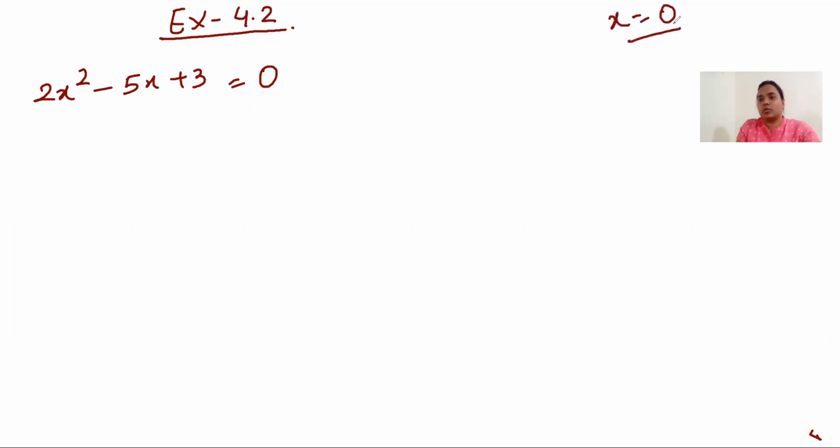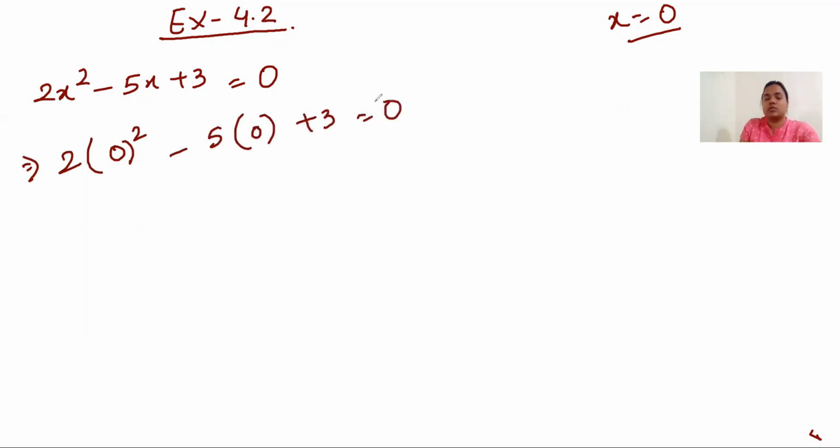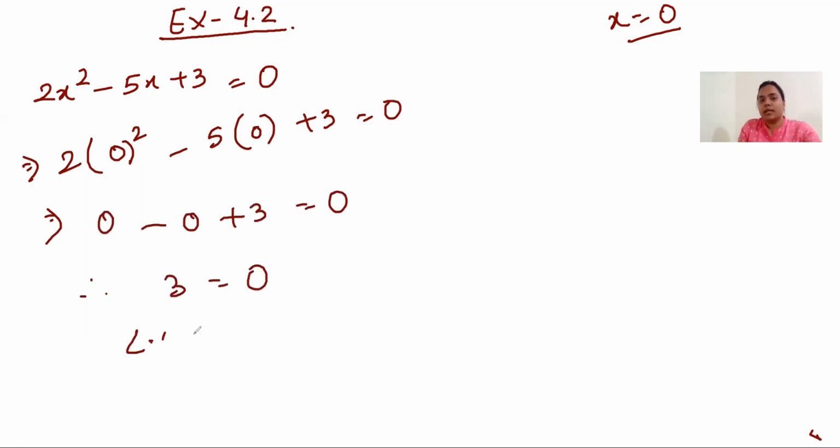Let's take an example. Suppose x is equal to 0. The question is whether x is equal to 0 is a zero of this equation. Let's check whether this is correct or not. 2 into 0 square minus 5 into 0 plus 3 is equal to 0. This will be 0 minus 0 plus 3 is equal to 0. Therefore, 3 is equal to 0. It means LHS is not equal to RHS. So x is equal to 0 is not a zero or value of this equation.